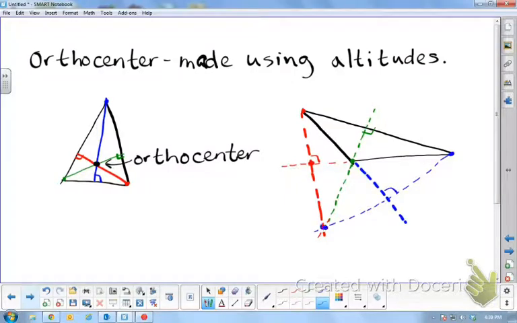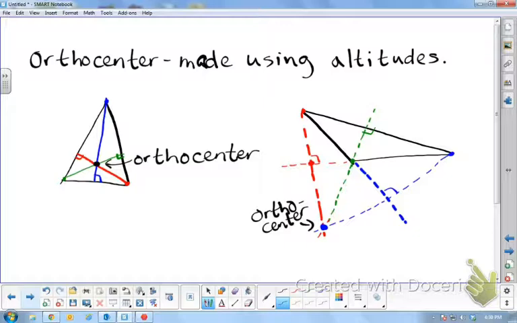And you see how it meets again. This time it meets outside of the triangle. This is also the orthocenter. These were both the orthocenters. We were just showing that it can happen inside of a triangle, or it's possible for it to happen outside of a triangle.